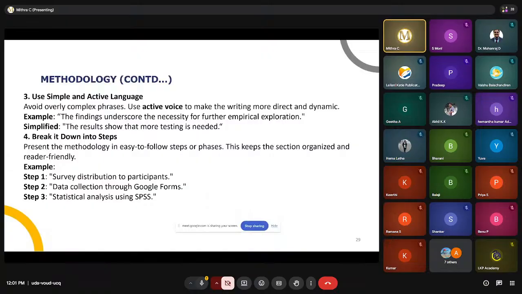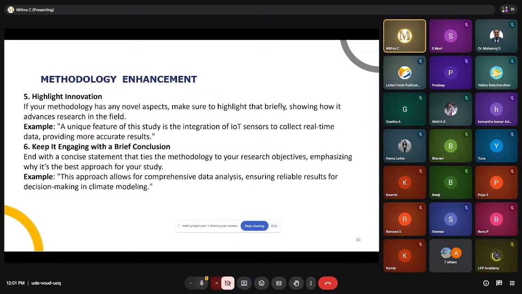And next, once everything is done, we need to showcase all the steps involved in a step by step manner. According to your content, you can write these. And next, highlight the innovation, which is very important. If the algorithm is new or novel, you have to mention or highlight it briefly. For example: the unique feature of this study is the integration of three things, including IoT sensors, which help us to collect real time data and provide more accurate results. So in this way, with minimal lines you need to approach it, and a brief conclusion is also needed.